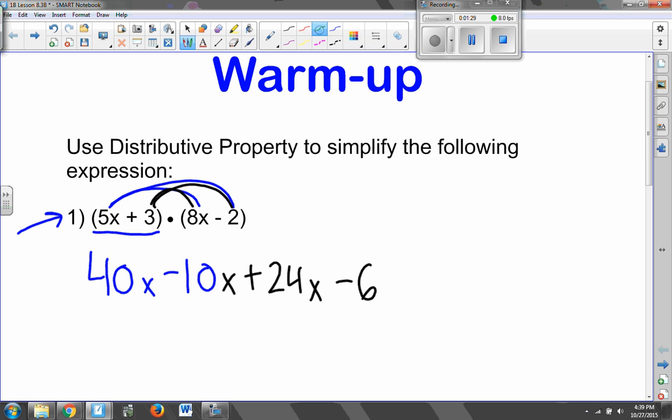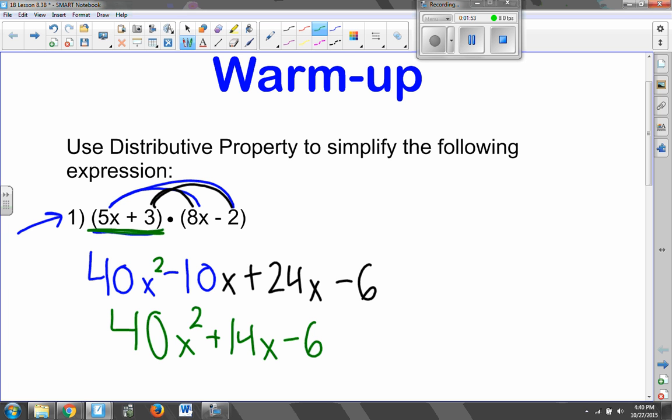So my answer here is, first of all, this should be x squared, right? 40x squared. Yes, apologize for that. 40x squared plus 14x minus 6. All right? So there's the distributive property, taking each piece in these front parentheses and distributing them to the second set of parentheses. All right?